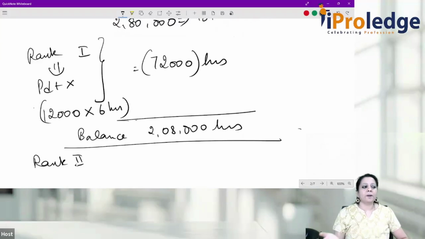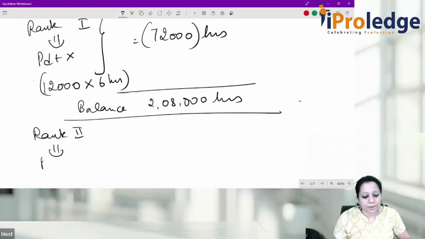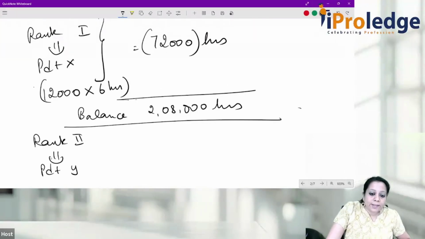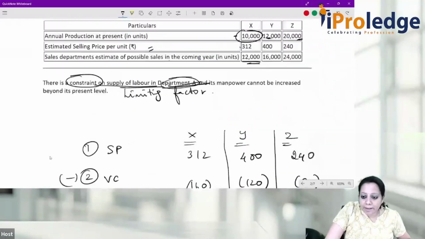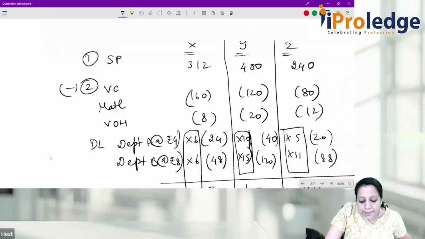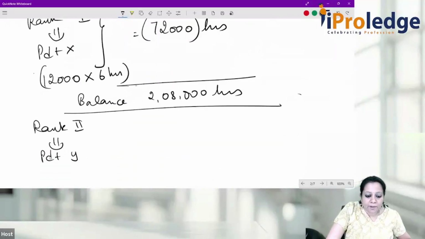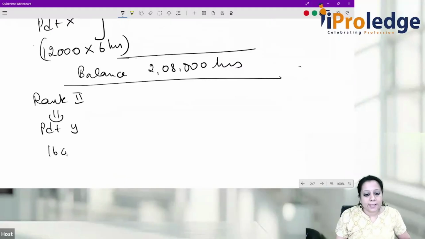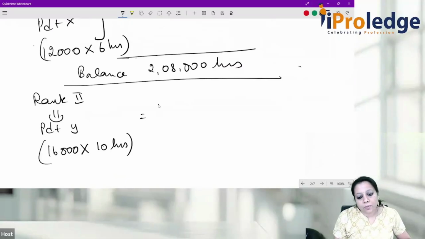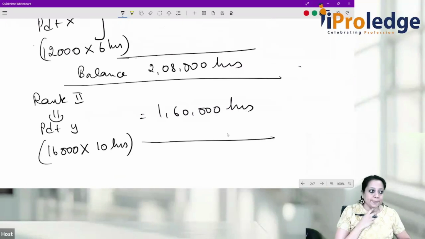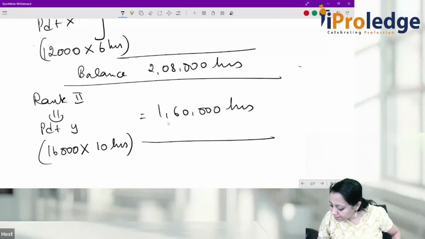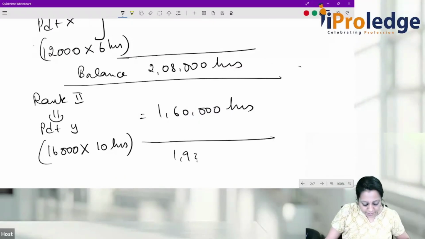Next, rank 2. Sometimes rank 2 will go to product Z also. So here it is in order. So rank 2 is product Y. How many units is Y capable of selling, my dears? 16,000. 16,000 into number of hours is 10 hours. So 1,60,000 hours. Again, I'm saying I'm capable of selling 16,000. So it is going to be 208 minus 16.